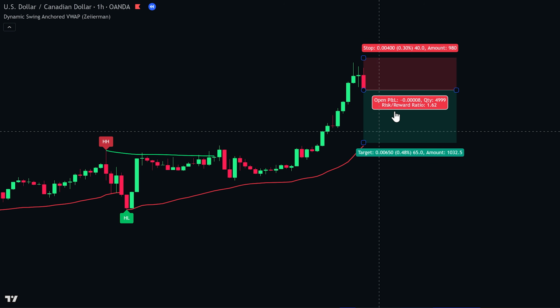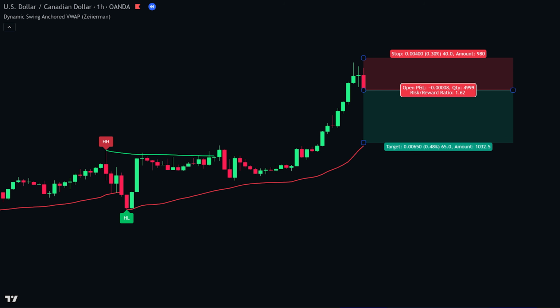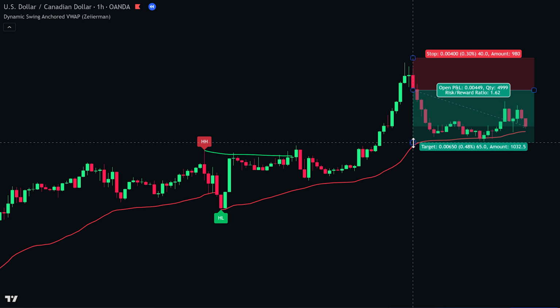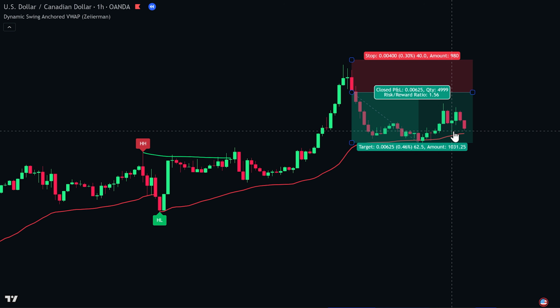It's a simple fade trade, using VWAP as the mean value that price tends to return to. This setup works best in quiet, non-trending markets where the VWAP repeatedly pulls price back into balance.